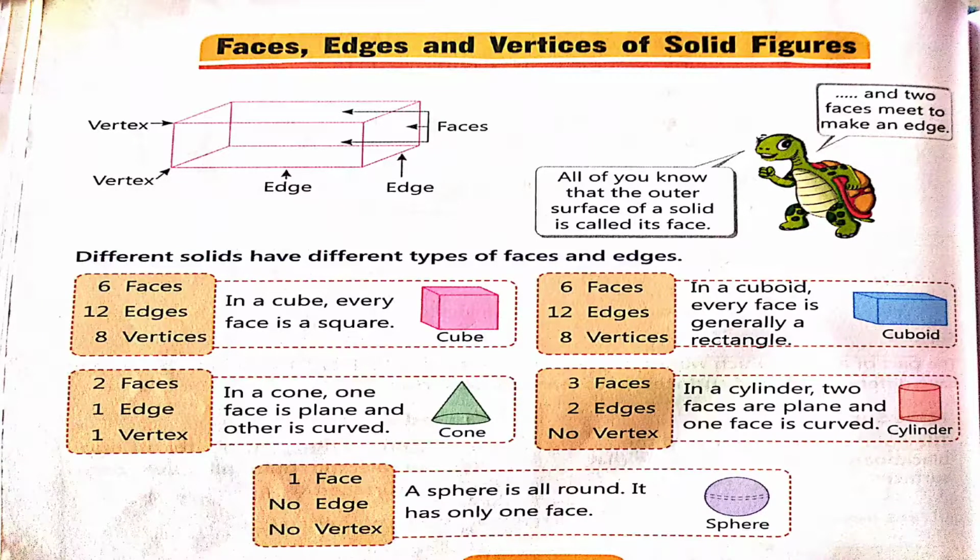And next is the cone. Cone is also another solid figure. It has only 2 faces and 1 edge, then 1 vertex. And next is the cylinder. Cylinder has 3 faces and 2 edges, and it has no vertex. Then this is the sphere. Sphere has only 1 face and it has no edges and no vertex.